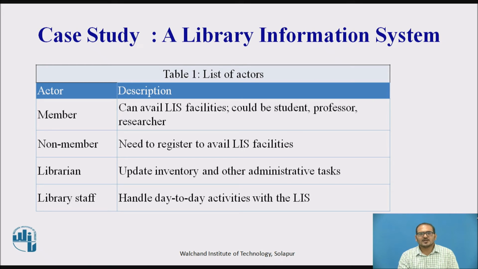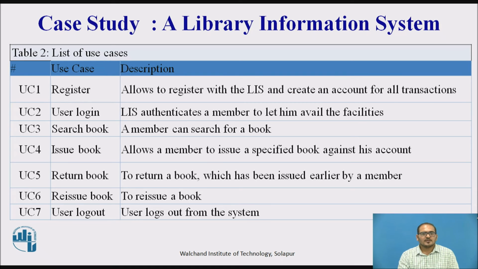The table shows the list of actors: member, non-member, librarian, library staff. These are the actors involved in the problem statement, that is, the library information system. Then, with respect to the problem statement, we can derive some of the use cases: register, user login, search book, issue book, return book, reissue book, user logout. These are some of the use cases.